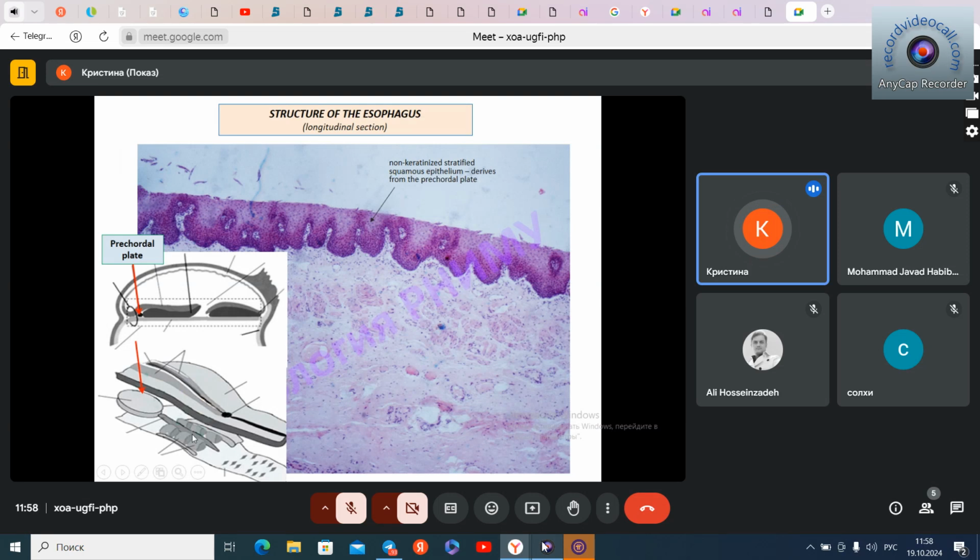And the same is shown here. This is the notochord, and before it we have the prechordal plate. So the prechordal plate is the embryonic source of development of the epithelium of the esophagus. This is the longitudinal section. So here we see this flattened epithelium, lamina propria mucosa, lamina muscularis mucosa. We can see here the bundles of smooth muscle cells. Next goes the submucosa. Submucosa contains large blood vessels and some nerves and nerve elements.